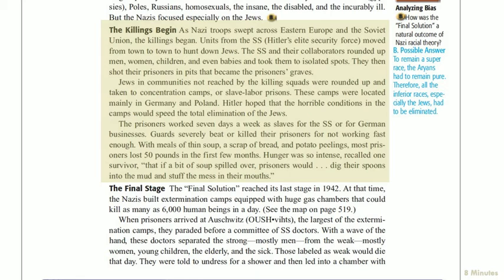Hitler hoped that the horrible conditions in the camps would speed the total elimination of the Jews. The prisoners worked 7 days a week as slaves for the SS or for the German businesses. Guards severely beat or killed their prisoners for not working fast enough. With meals of thin soup, a scrap of bread, and potato peelings, most prisoners lost 50 pounds in the first few months. Hunger was so intense, recalled one survivor, that if a bit of soup spilled over, prisoners would dig their spoons into the mud and stuff the mess in their mouths.